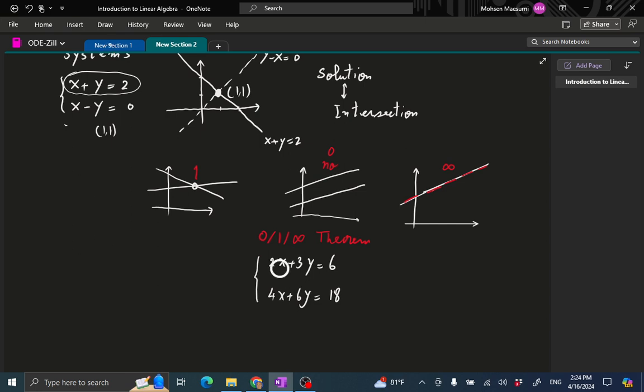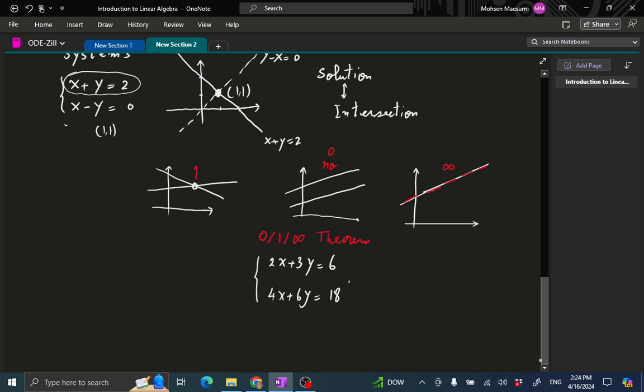You can see easily, if you compare the left-hand side of the equations, what has happened from the first to the second? Of course, this is just double that. But how about the right-hand side? This is a 6, this is an 18. We have doubled the left, but tripled the right. So if there is any x and y that gives you 6, if you double them, it's not going to give you 18, it's going to give you 12. So this one doesn't have a solution.